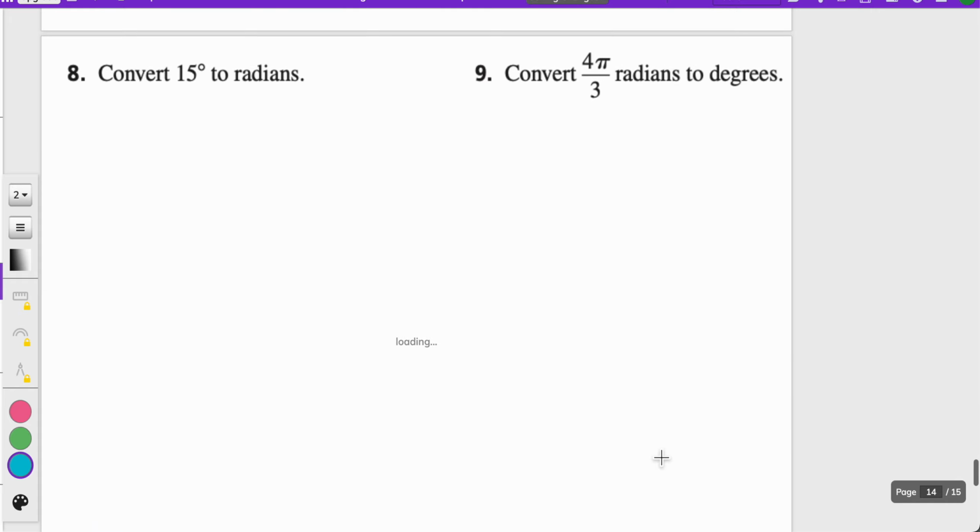Okay, see if you can try this one on your own. Pause here, convert from degrees and radians. When you're done, click play so we can check it.